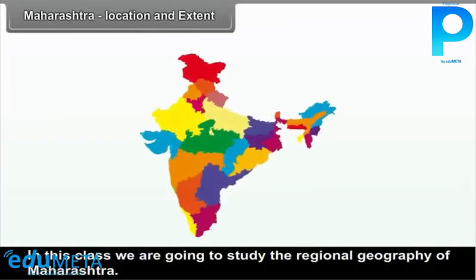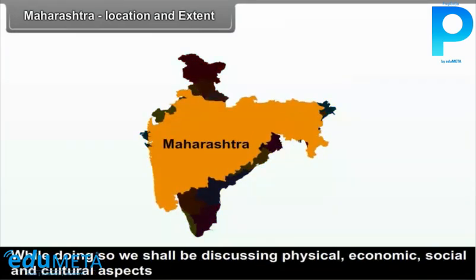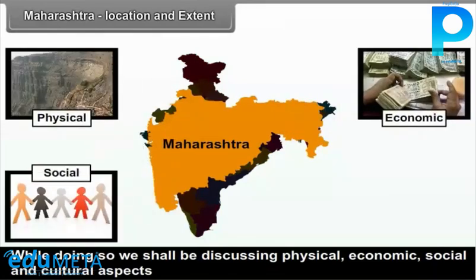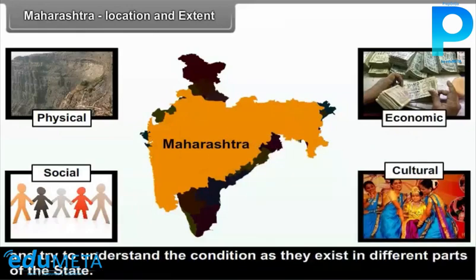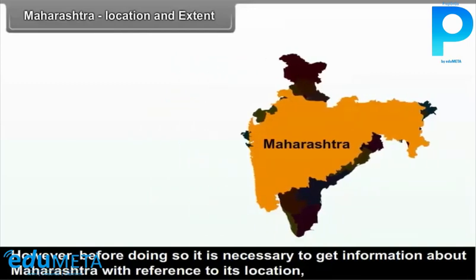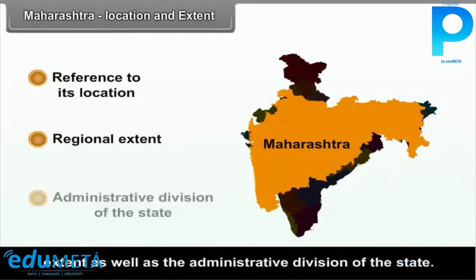In this class, we are going to study the regional geography of Maharashtra. While doing so, we shall be discussing physical, economic, social and cultural aspects and try to understand the conditions as they exist in different parts of the state. However, before doing so, it is necessary to get information about Maharashtra with reference to its location, extent as well as the administrative divisions of the state.